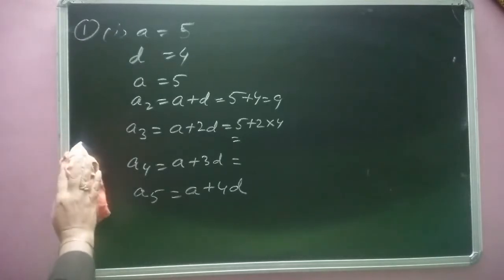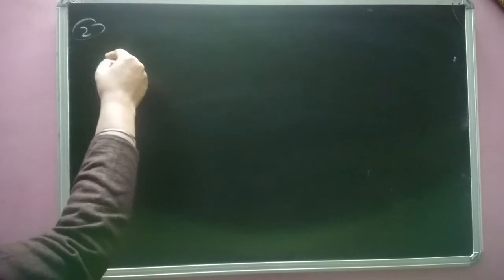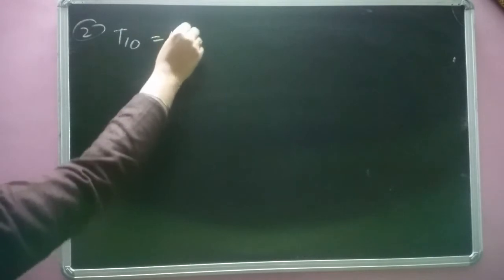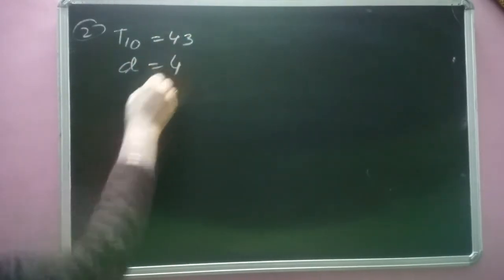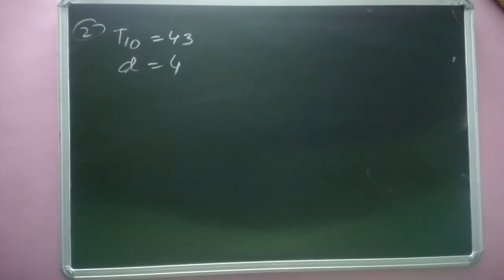But suppose in a question, 2 particular terms are given of the AP and you have to solve to get A and D. Suppose the 10th term is given as 43 and the common difference is suppose 4. You have to find the 5th term and the 8th term.